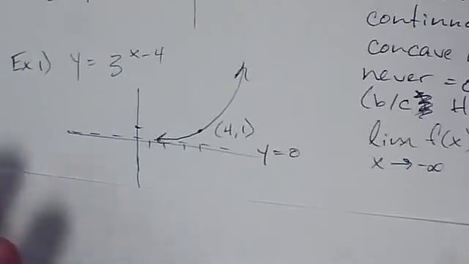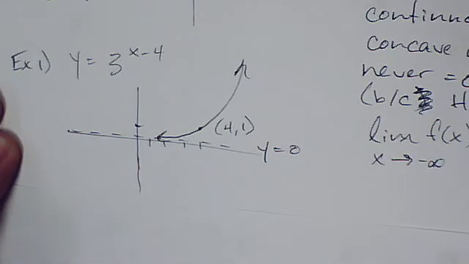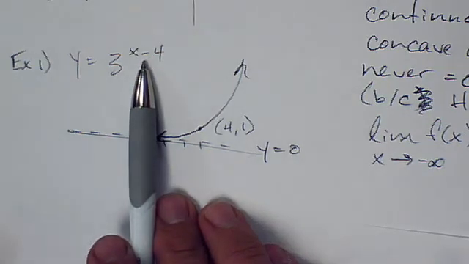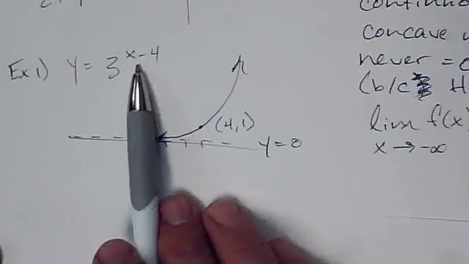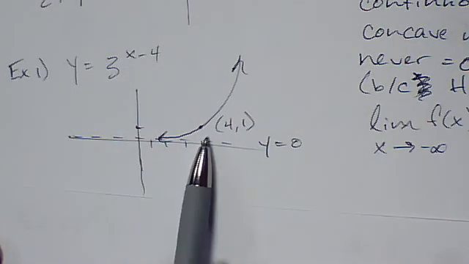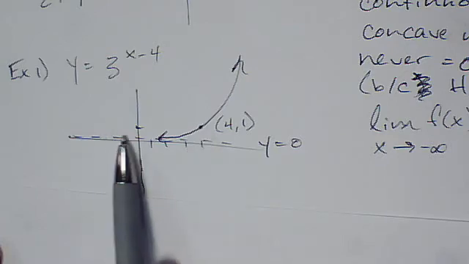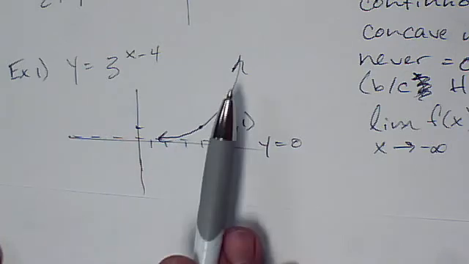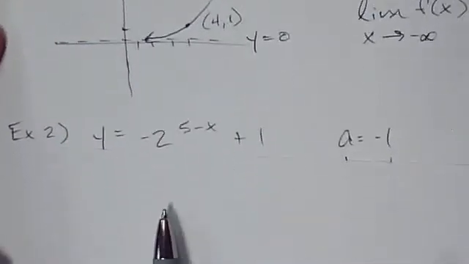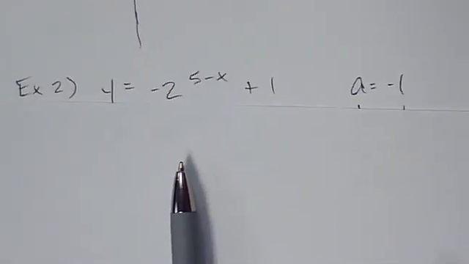Okay? So let me show you some other examples of some transformations. Remember, if I subtract 4 in the exponent, that moves it right 4. So that critical point that was at 0, 1 is now at 4, 1. The asymptote doesn't change. The graph stays the same. It just moves right 4.